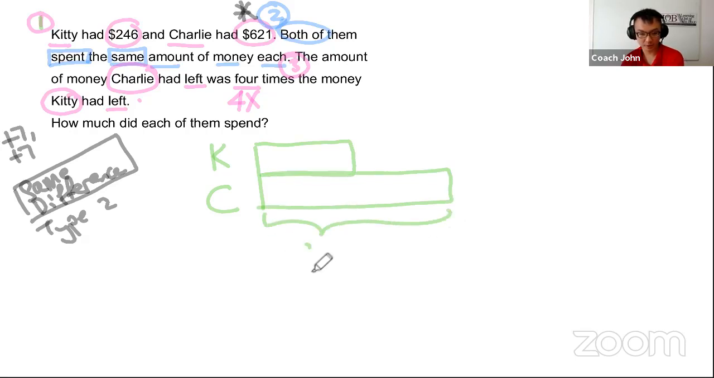So total of 621 and 246. Okay, this is how I taught my primary 4 girl. She's my eldest. So actually she's learning primary 4 and 5 maths now. Because I'm teaching her, she's able to pick it out fast.